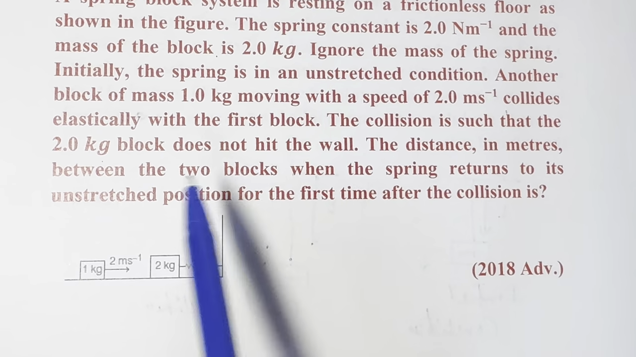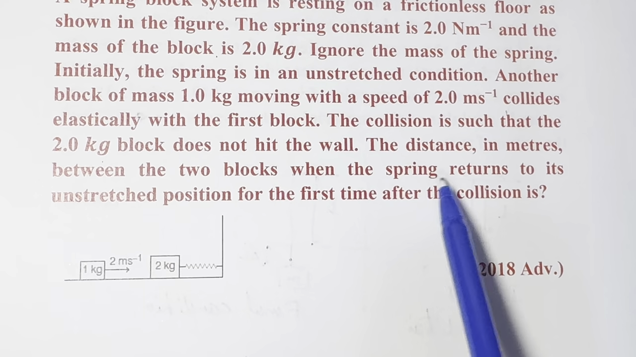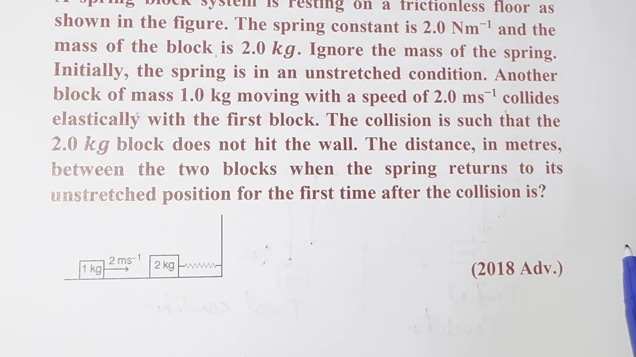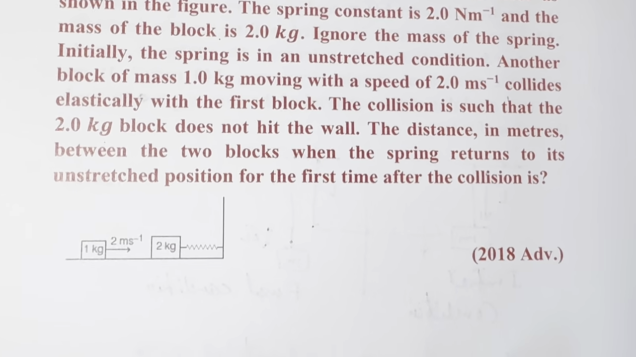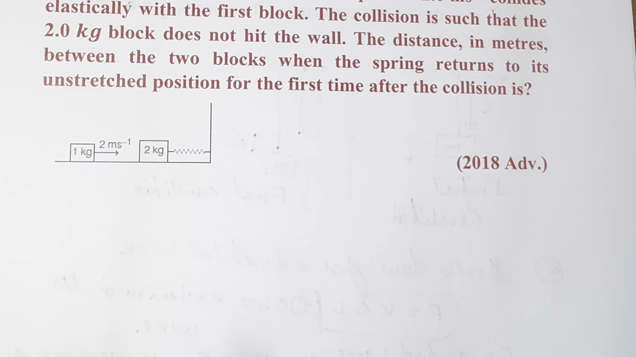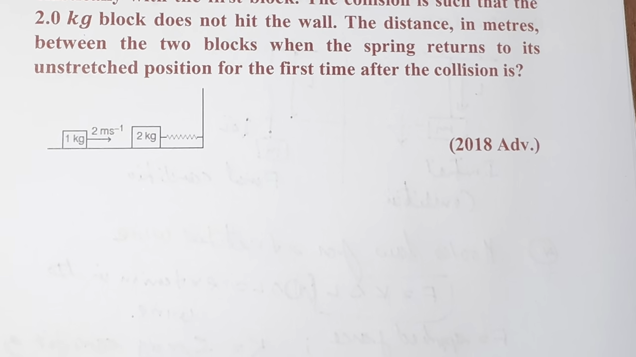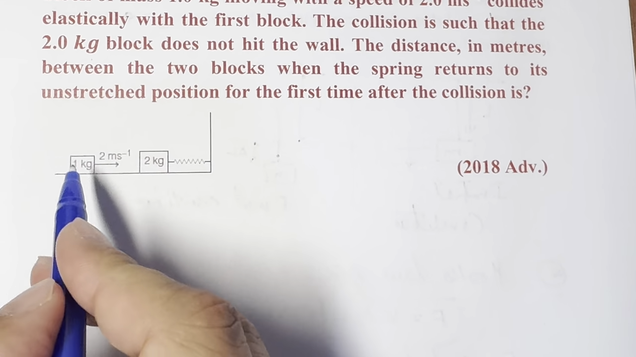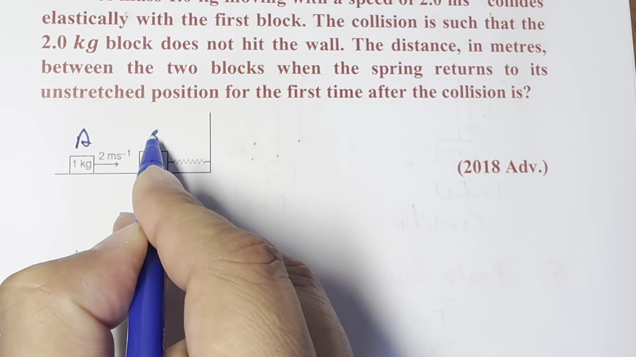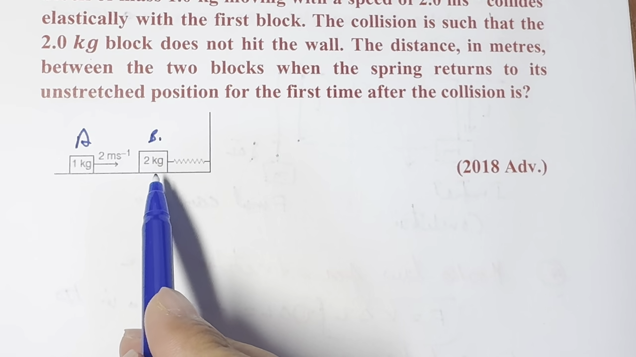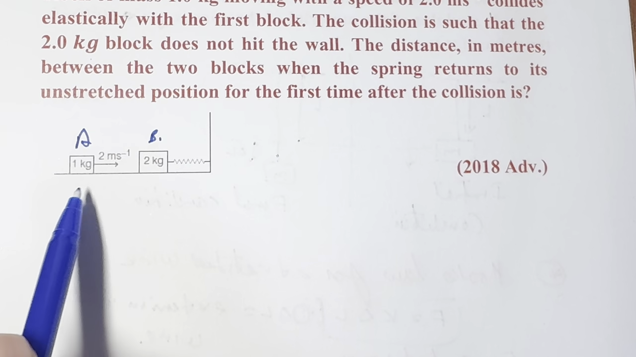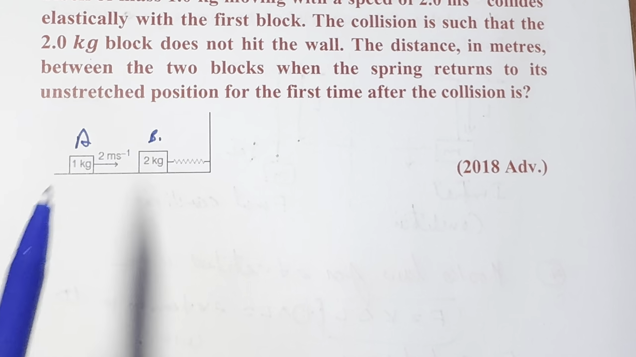The distance in meters between the two blocks when the spring returns to its unstretched position for the first time after the collision is? In this case, let us try to understand by drawing the figure first of all how the entire system is going to change when the two blocks collide with each other. So let us call this block A and this block B. Initially block B is stationary and block A is moving with a velocity of 2 meter per second and it strikes block B.